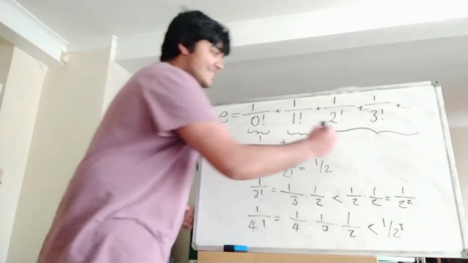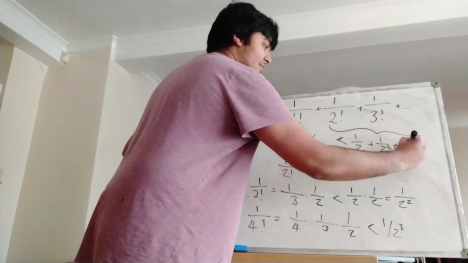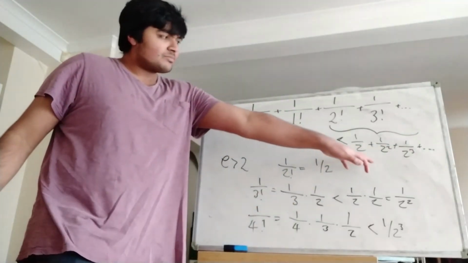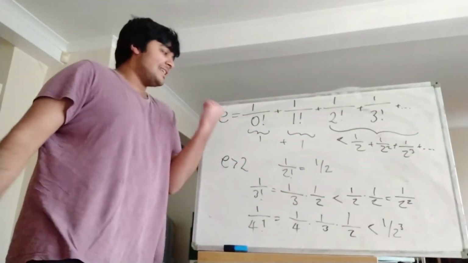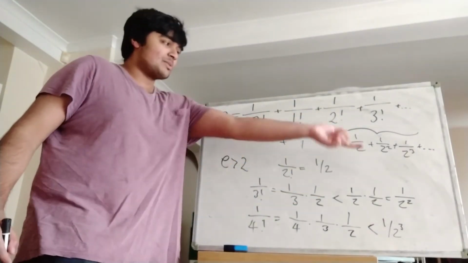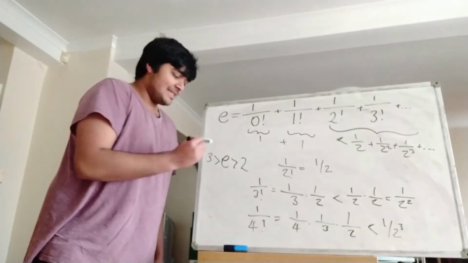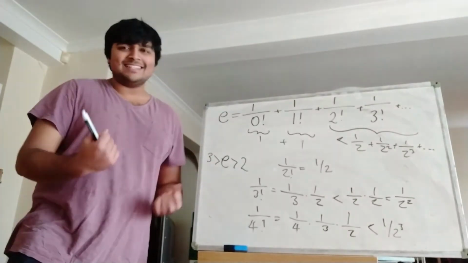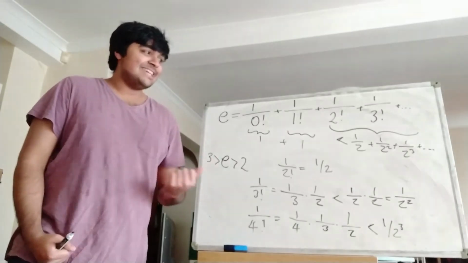So this thing here is less than a half plus a half squared plus a half cubed plus dot dot dot. And this thing here is just 1. It's a geometric series which converges to 1. So that tells me that e is less than 1 plus 1 plus 1, which is 3. So I get that e is bigger than 2, but it's less than 3. So obviously e can't be an integer, because if it was, there'd be an integer between 2 and 3, and that of course makes no sense. Okay, so we've proved that e is not an integer.